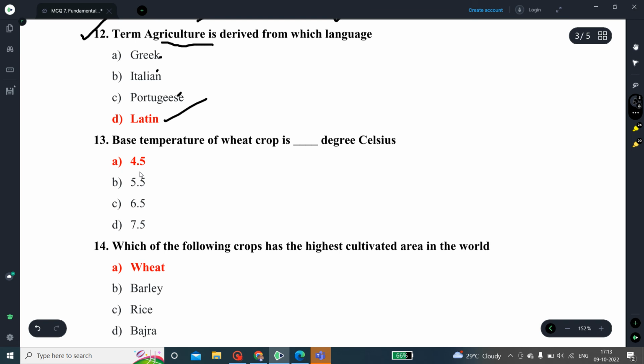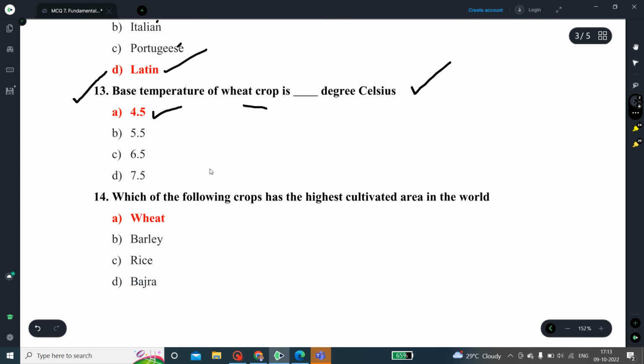And question number 13, the base temperature of wheat crop is dash degrees Celsius. Minimum, how much temperature is needed right from sowing up to harvest. The base temperature is 4.5 degrees Celsius, which is the correct answer.